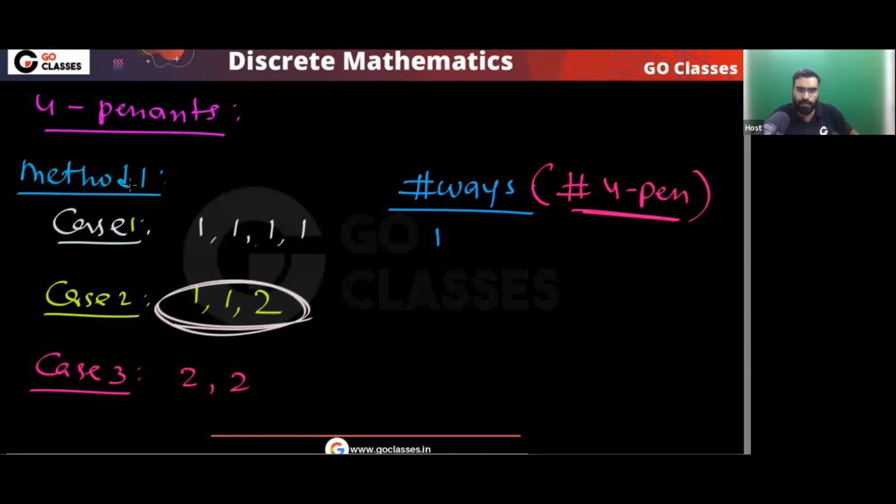You can create any permutation of these because the order matters. Yes or no? You can create any permutation of 1, 1, 2. So that is very simple: 3 factorial divided by 2 factorial. Okay, this is very simple.